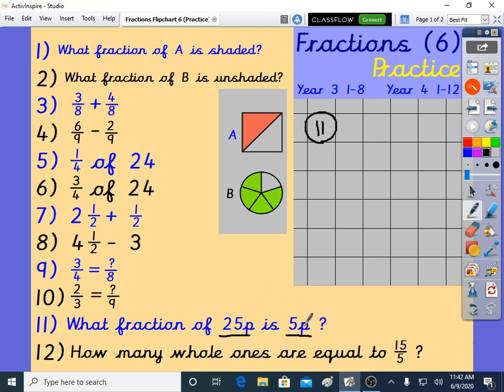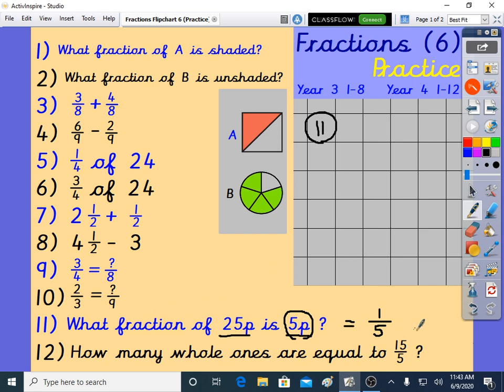5, 10, 15, 20, 25. My fingers are saying 5. What fraction of 25p is 5p? My fingers are saying 5 because it's 1/5, and my 5 gives me the fifths. 5p is a lot less than 25p, so it's only a fraction of it. It's actually 1 part out of 5. 5 is 1/5 of 25. So the answer is 1/5.